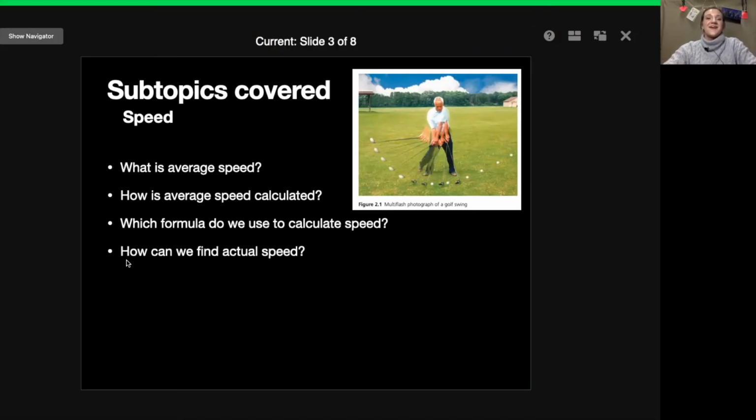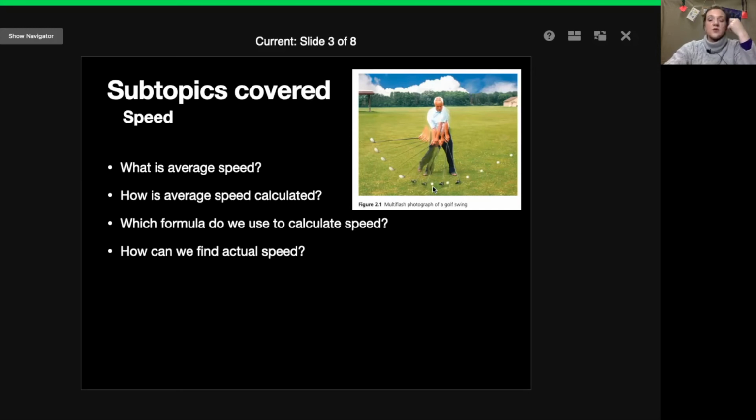Next question. How can we find the actual speed? So actual speed will be how far did you travel for every second. So if you want the actual speed and not the average speed, you will take the speed that you traveled between two distances and you will calculate it that way. So for example, if we want to use this man with a golf club, we will say, how fast did he go, or what speed did he swing the club before hitting the golf ball?